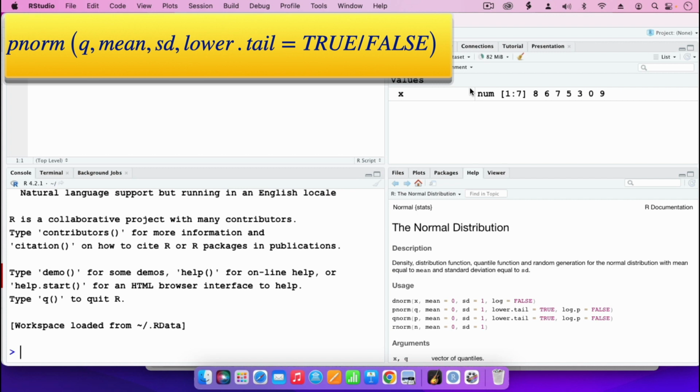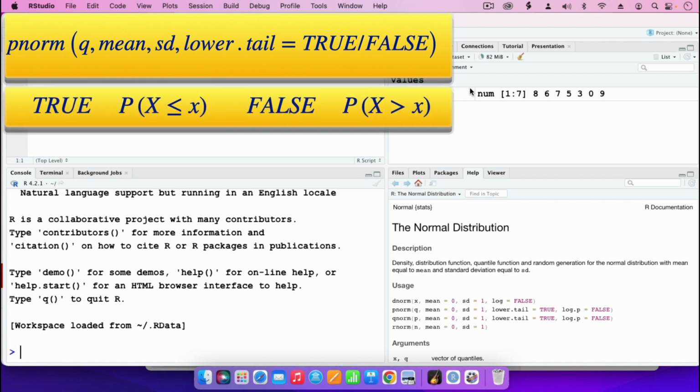If we specify that lower tail is true, then we'll be calculating the probability that X is less than or equal to x. If we specify false, it will be the probability that X is greater than x. If you don't write anything for lower tail, just omit that part, then by default it assumes that lower tail is true. It will be calculating the probability that X is less than or equal to x.